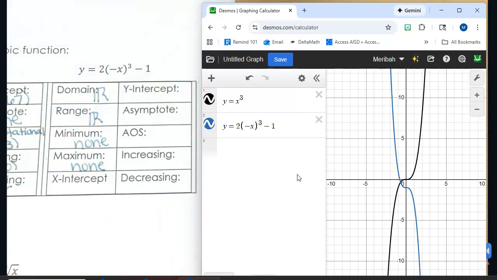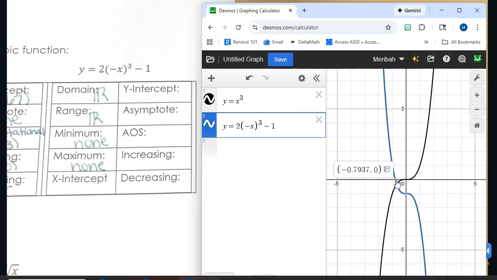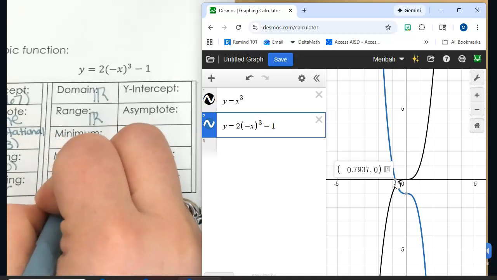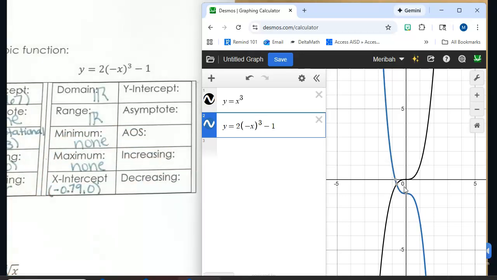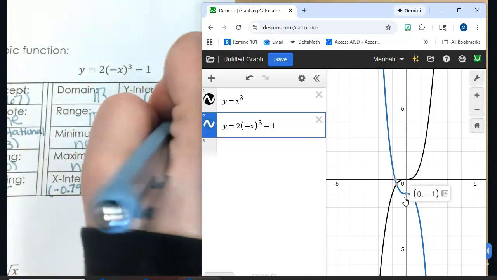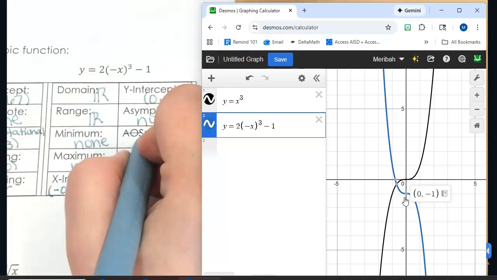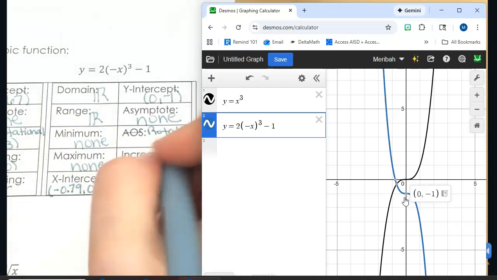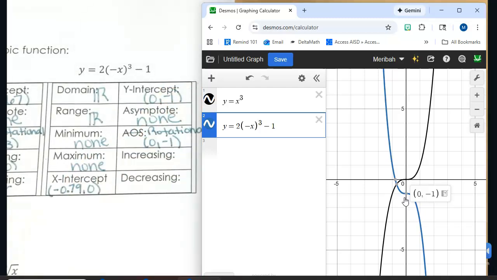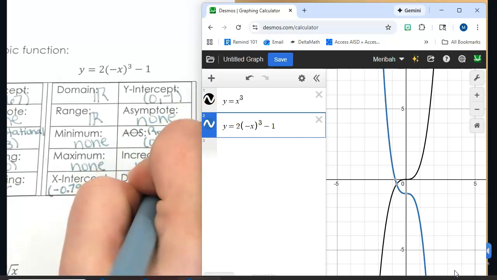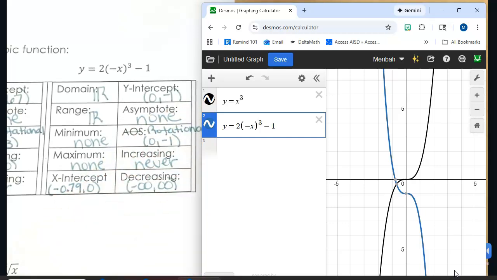Our x-intercept did move. I'm going to zoom in to find that. That's right there, negative 0.790. And then our y-intercept is here at 0, negative 1. Still no asymptote. And then again, that rotational symmetry, that inflection point has moved to 0, negative 1. And as I go from left to right, I am no longer uphill, I am downhill, which means I'm never increasing, and I am decreasing from negative infinity to positive infinity.